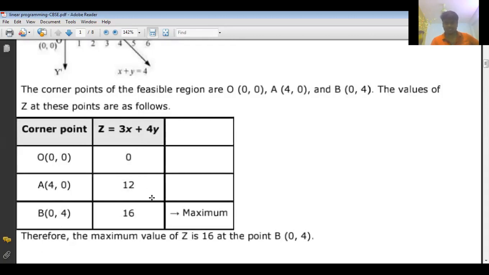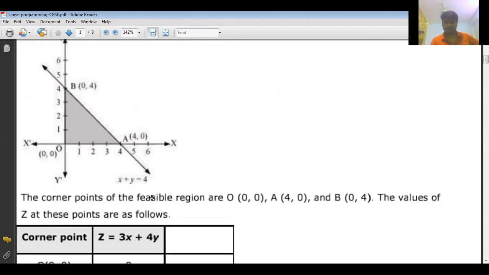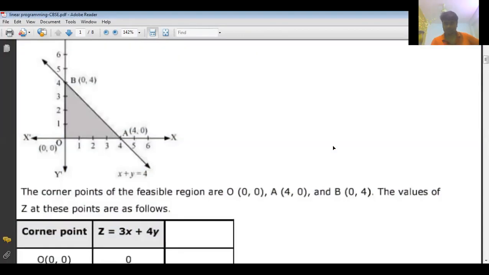So 16 is the maximum value, and that is going to be obtained at which point? 0 comma 4. See here, this one. So at 0 comma 4 only we are getting the maximum value for this function. That means the function is maximum at 0 comma 4 and the maximum value is 16, correct? So like that we will write. So that is the solution for this model problem. It's very easy to understand. Let us go to the next problem.